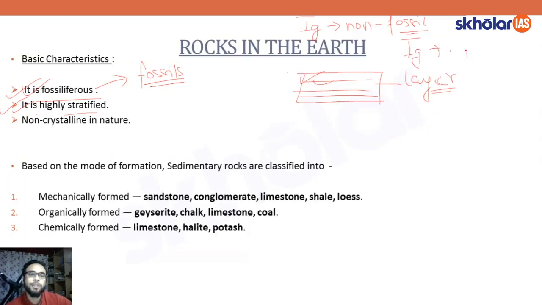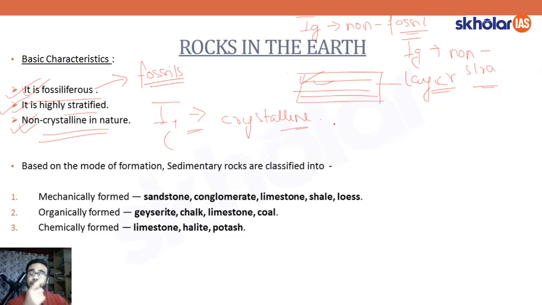Igneous rock was non-stratified, if you remember. Understood the difference between both of them? Fine. Thirdly, it is non-crystalline in nature. However, correspondingly, what was your igneous rock? Igneous rock was having crystalline structure, right? Understood the difference in the characteristics of igneous and sedimentary?